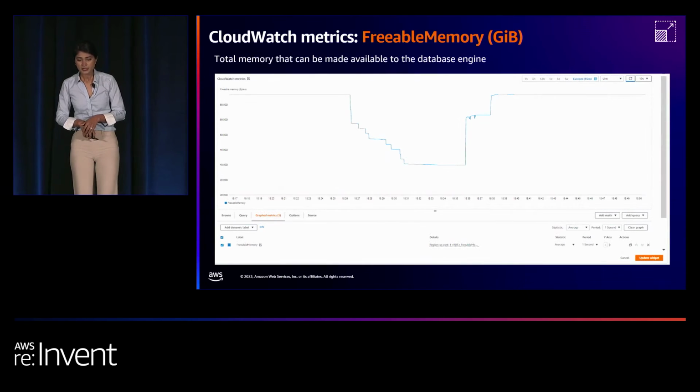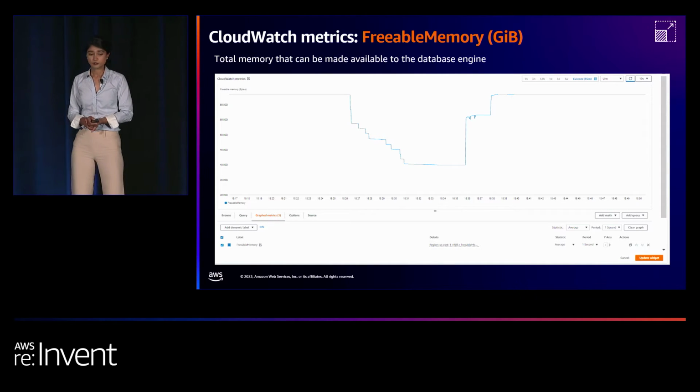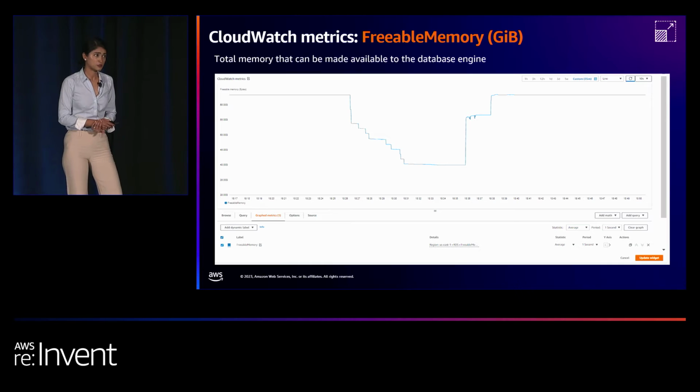And the last one I want to touch on is freeable memory. As you have also seen in provisioned Aurora, it's the total memory that is available to the database engine. Now, if it reaches a point where not a whole lot of memory is available, again, you can increase the maximum database capacity to give it more resources.